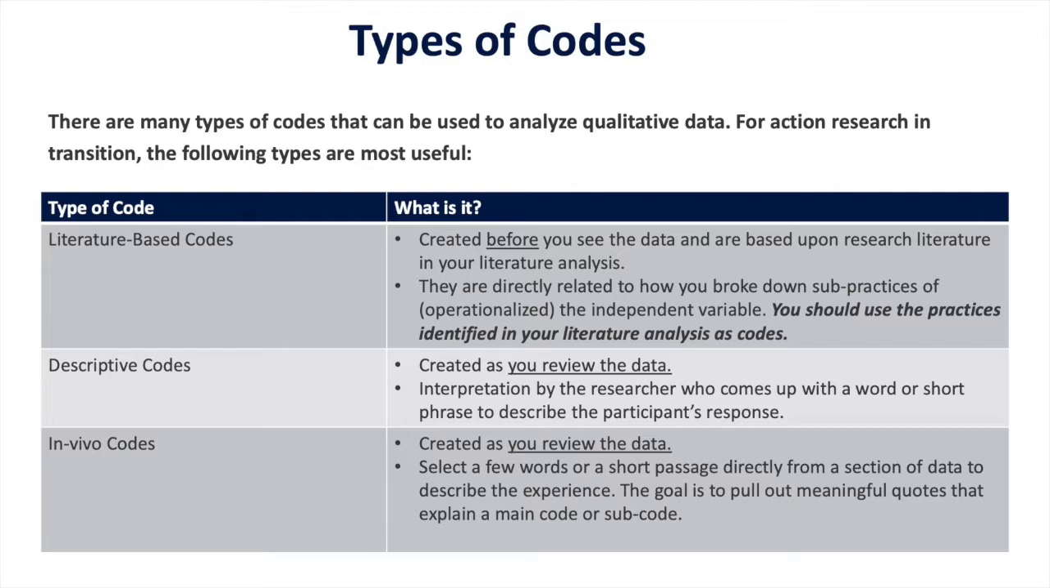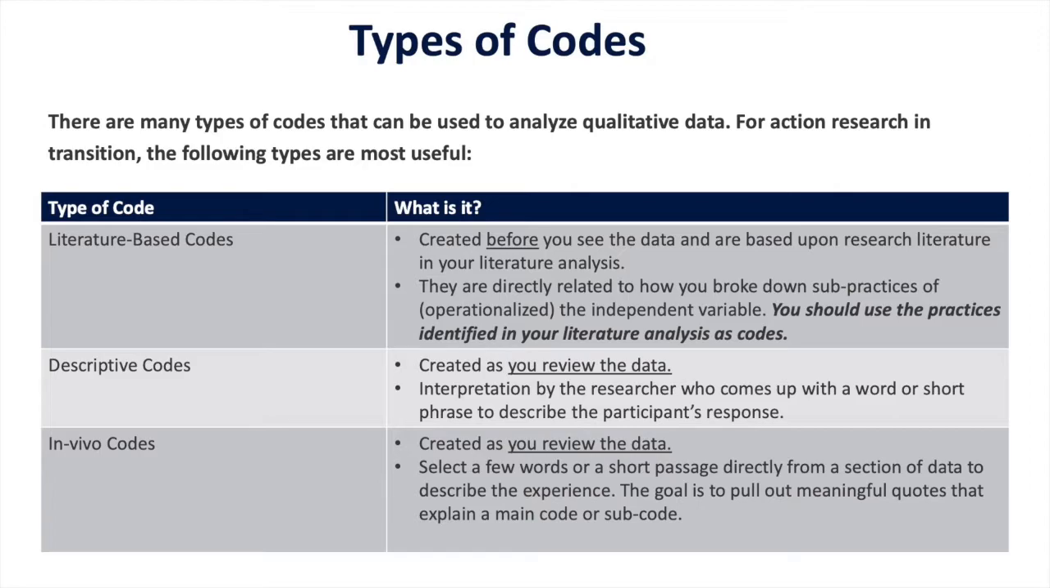So in addition to that type of code that happens before you see any of your data, we call these a priori because they happen before you collect any of your data or you have any of your information ready to analyze. In contrast to that, there are two different coding approaches that happen once you've already gotten your data and you're looking at it for the first time, and those first couple of times. So the two of those are descriptive codes and In-Vivo codes.